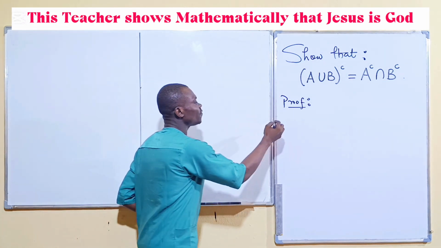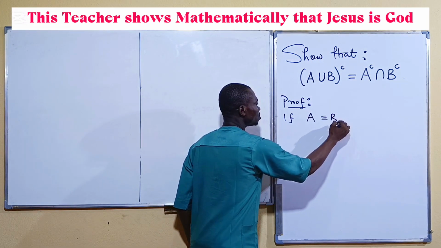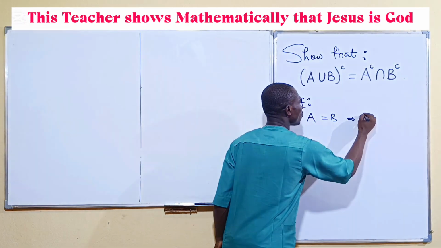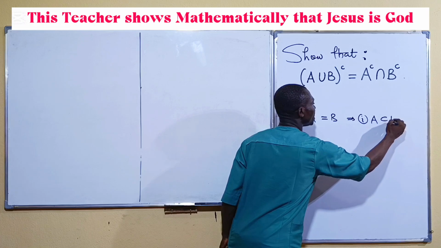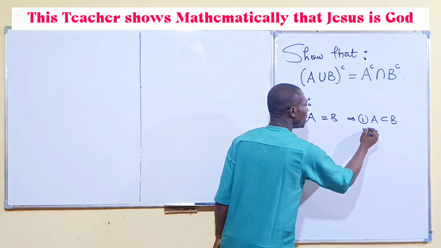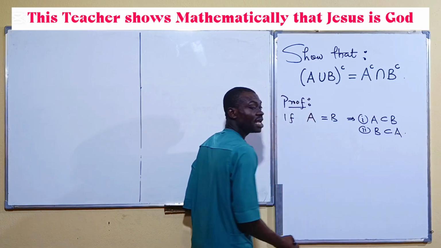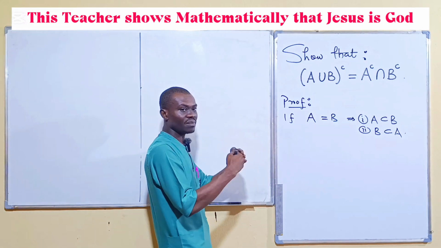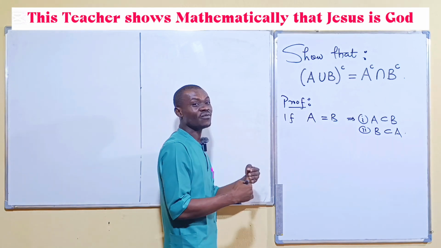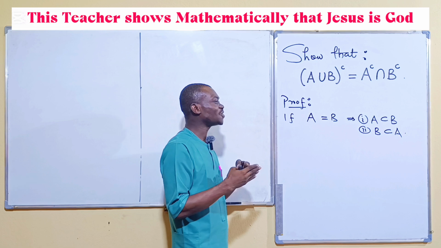If I want to show that A is equal to B, it implies that two things must happen. And what are those two things? One, A must completely be a subset of B. That means all the elements in A must be in B. And number two, all the elements in B must also be in A. So once you are able to show that all the elements in A are in B and all the elements in B are in A, you have established that the two of them are equal.